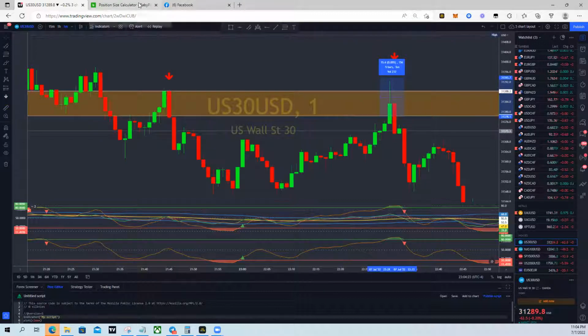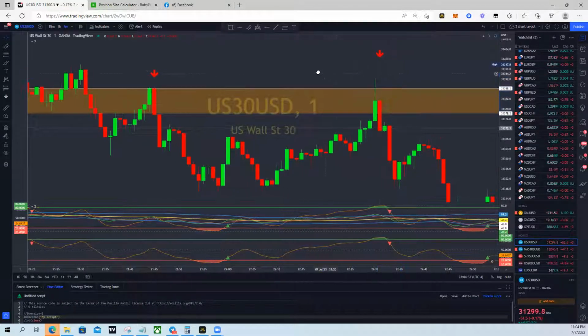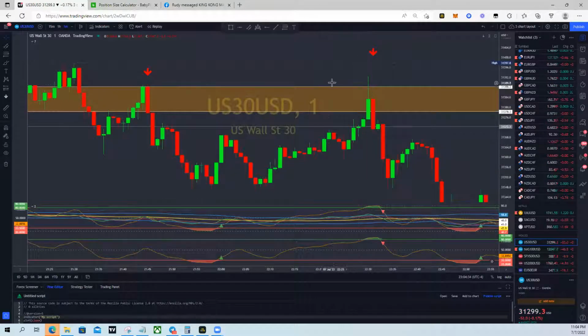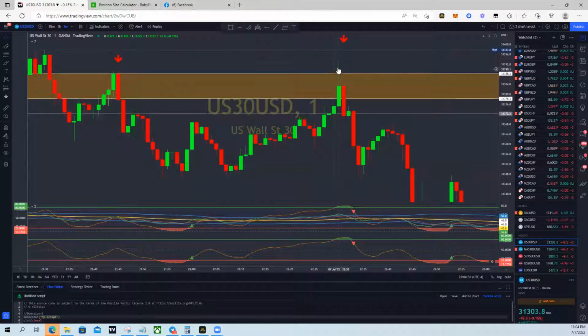A 15 pip stop loss on US 30 is unheard of. So I'll probably round it up to 20. But some people don't even use a stop loss at all when they're trading. They scared. Like, US 30 gonna come take me out. Is it gonna take you out? Did it come take you out?